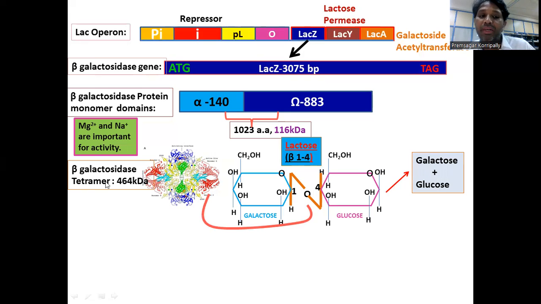At the same time, beta galactosidase has one more property called isomerization. It converts lactose to allolactose, which has a beta 1,6 glycosidic bond. You see the bond is 1,4 when it is called lactose. When the bond is beta 1,6, that is allolactose. Whenever you supply lactose to E. coli, some extent of the lactose is converted to allolactose.